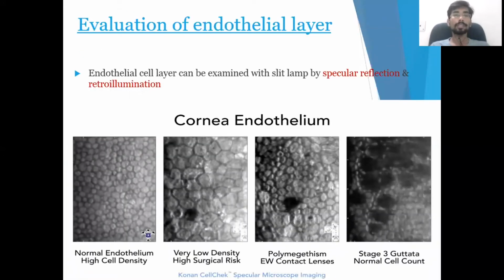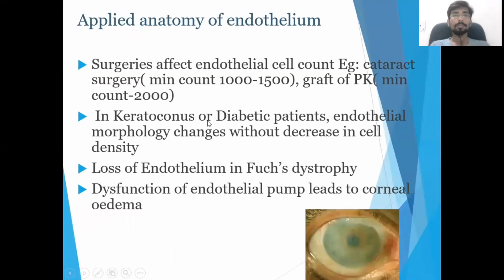Evaluation. The endothelial cell layer can be examined with a slit lamp by specular reflection and retroillumination. This is specular microscopy showing various endothelial cell patterns. Applied anatomy of endothelium. Surgeries affect endothelial cell count, for example cataract surgery. The minimum count should be 1000 to 1500, and for a PK graft the minimum count should be 2000. In keratoconus or diabetic patients, endothelial morphology changes without decrease in cell density. Loss of endothelium is seen in Fuchs dystrophy, and dysfunction of the endothelial pump will lead to corneal edema.